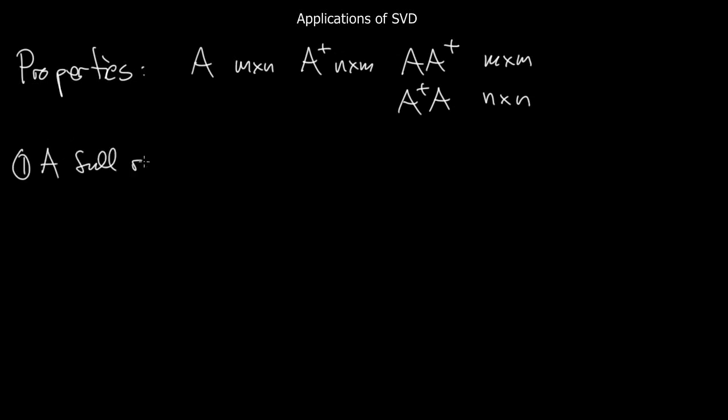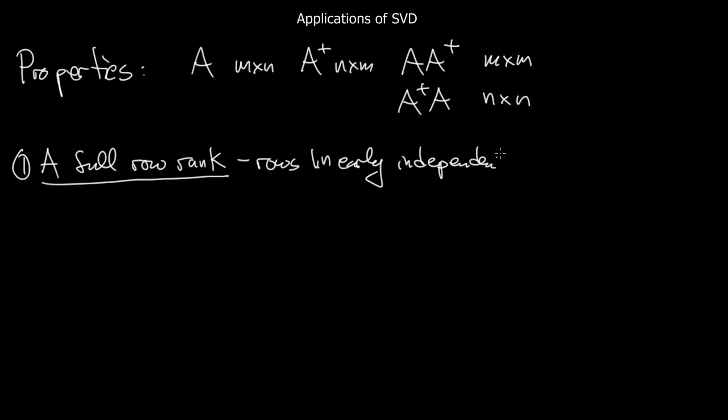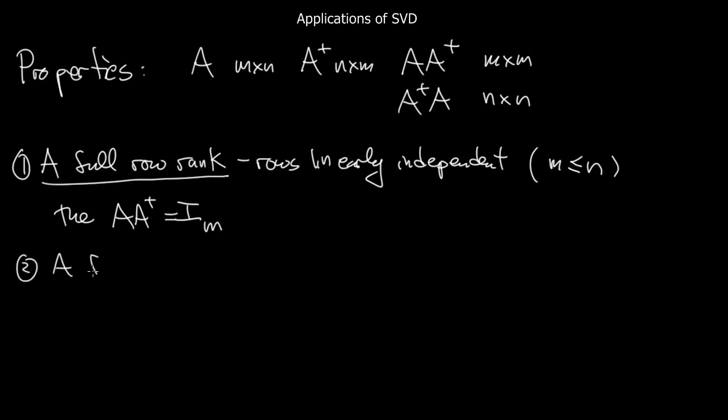So the fact is that if A has full row rank, so that means to say the rows of A are all linearly independent, which says that A actually has rank M, which is as big as it can be since it only has M rows. So that forces M to be less than or equal to N for that to happen. And then the statement is that A plus is a right inverse. A times A plus is the identity.